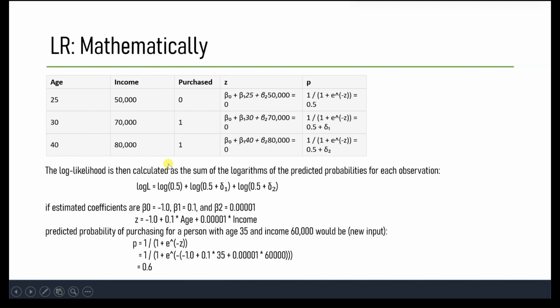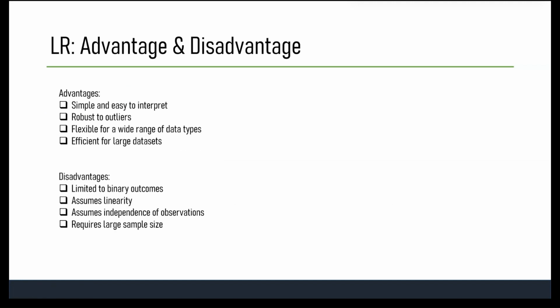Now let's understand the advantages and disadvantages of logistic regression. So basically, advantages first. It is simple and easy to interpret. What I mean by that is logistic regression is a simple and easy to understand method that produces a model with interpretable coefficients.